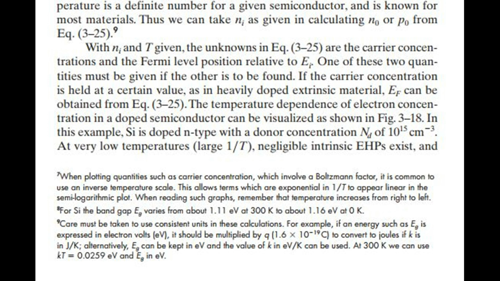Care must be taken to use consistent units in these calculations. For example, if an energy such as Eg is expressed in electron volts, eV, it should be multiplied by q, 1.6 × 10^-19 C, to convert to joules if k is in J/K. Alternatively, Eg can be kept in eV and the value of k in eV/K can be used.